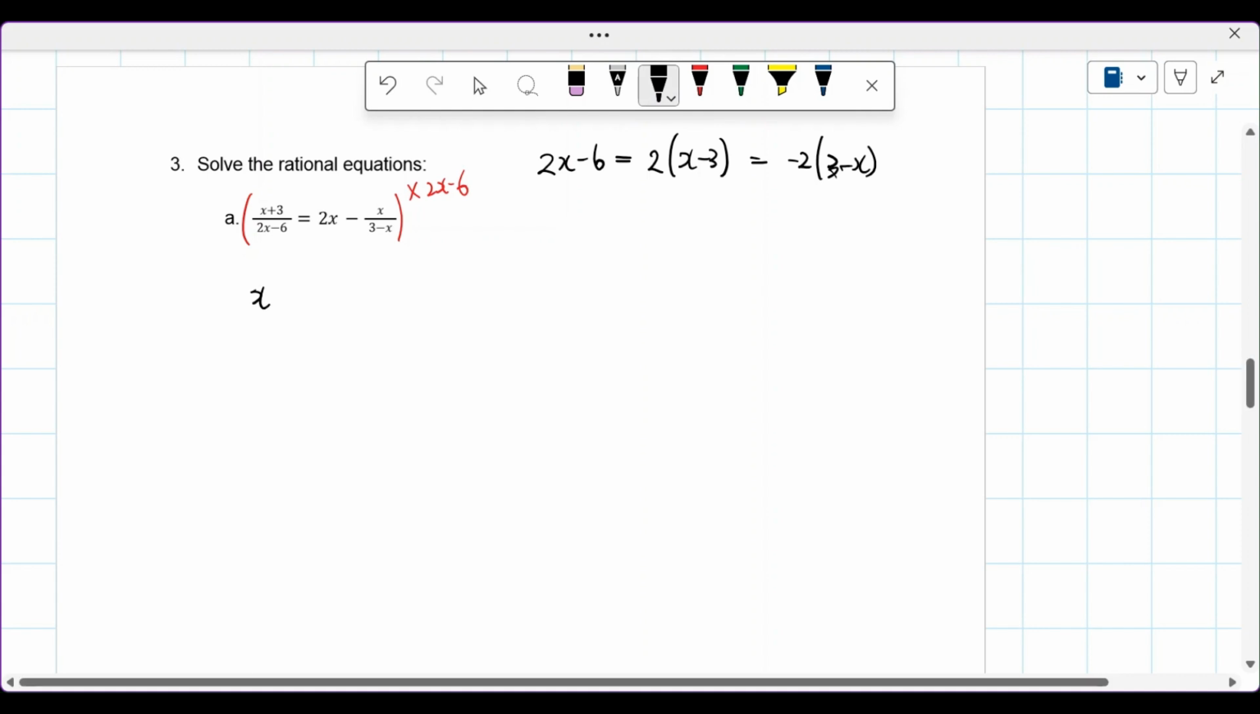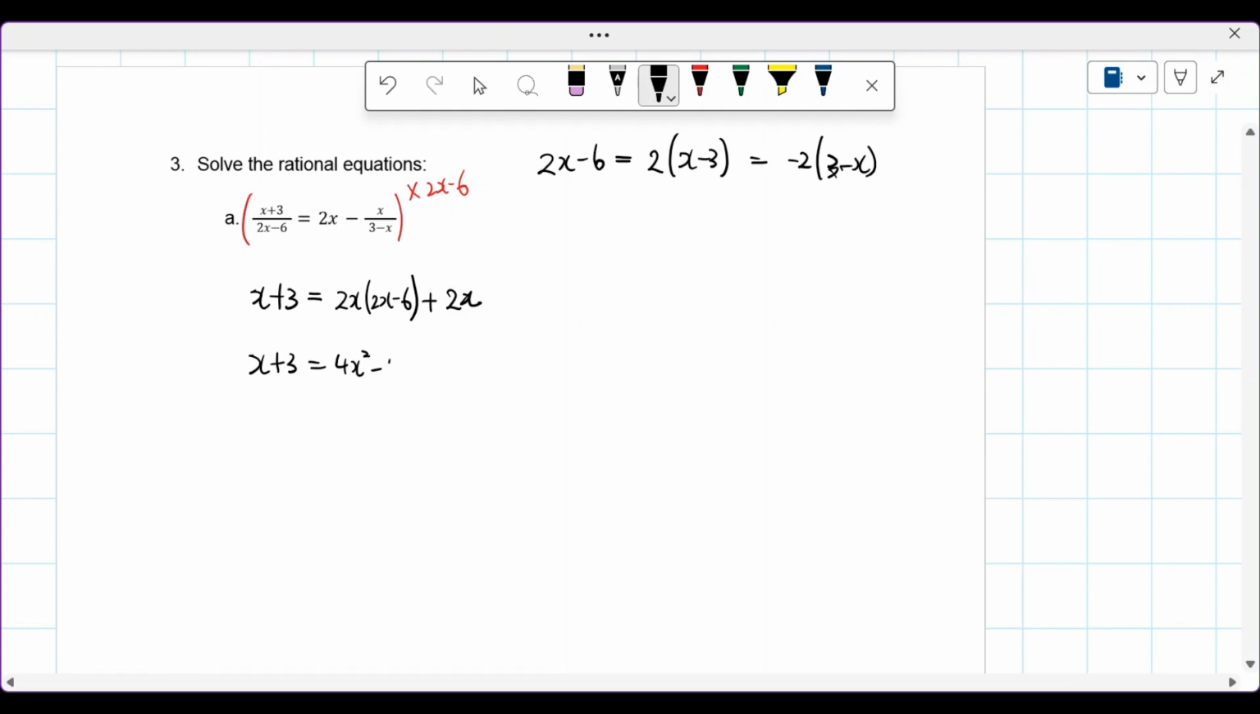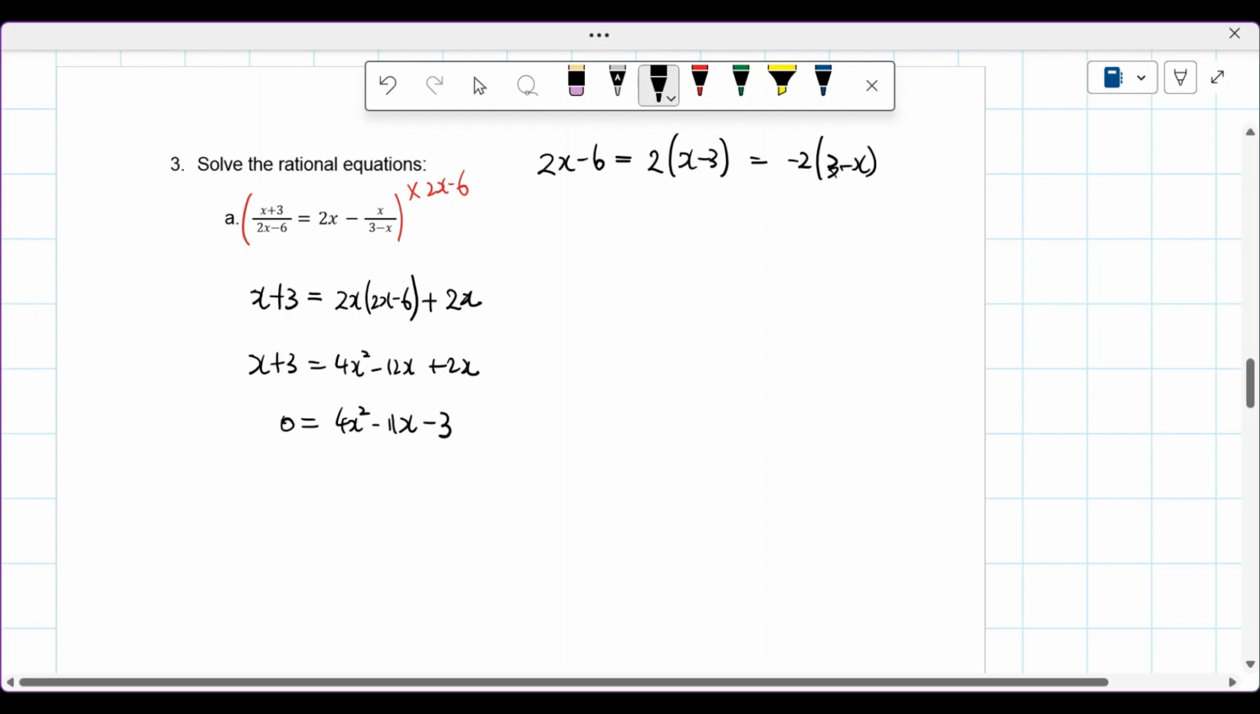On the left-hand side, I'll just have x plus 3 equals 2x times 2x minus 6, minus x times negative 2, so it's going to be plus 2x. If I expand it, 4x squared minus 12x plus 2x, then it's going to be 4x squared minus 12x plus 2x minus x. It's going to be minus 11x minus 3. Now I can either factor this to solve this equation, or I can use the quadratic formula. Personally, I like the quadratic formula, so let's use that.